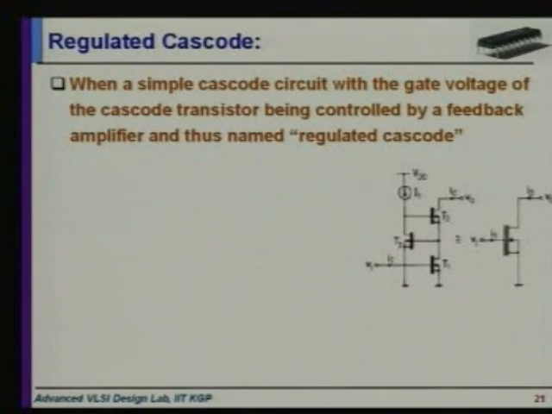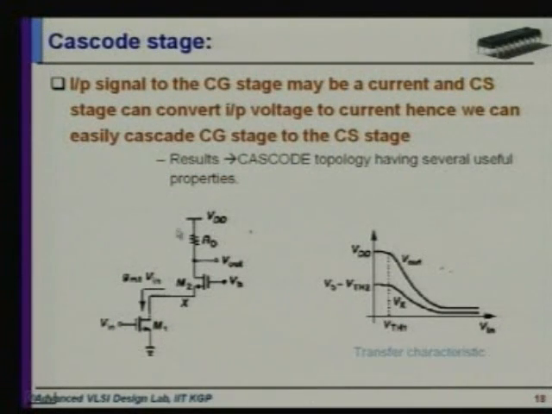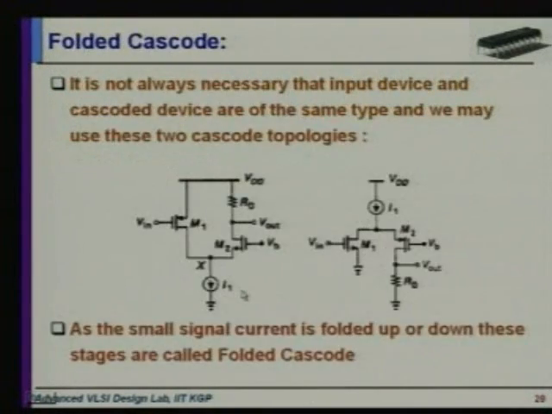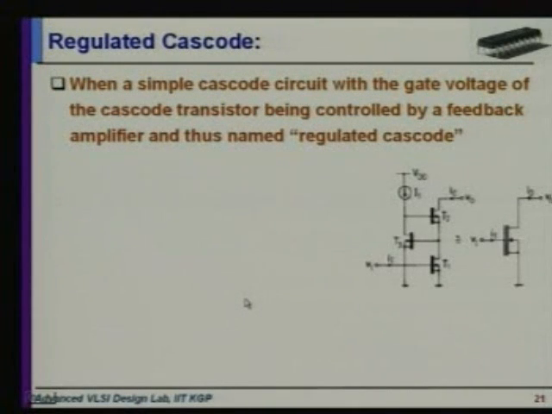See, whenever a simple cascode circuit has the gate voltage of the cascode transistor controlled by a feedback amplifier, because in our cascode stage this is VB. Whenever this VB is obtained by a feedback amplifier, then it is called the regulated cascode. In the right picture, this is the cascode common gate stage. This is the input common source stage, and the gate voltage of the common gate stage is obtained by this transistor, and this transistor is biased by this constant current source.